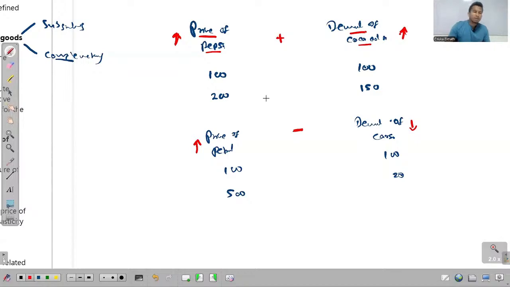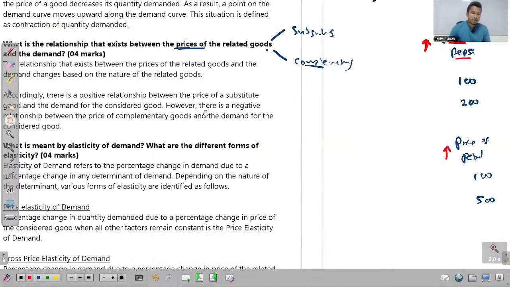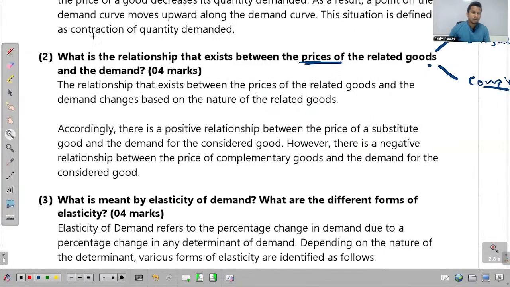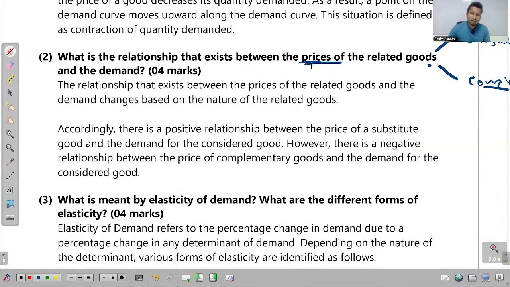So that's what you need to explain in the answer. And here I have explained the same. Read this. What is the relationship that exists between the prices of related goods and the demand? The answer is the relationship that exists between the prices of related goods and the demand changes based on the nature of the related goods. It changes based on the nature.